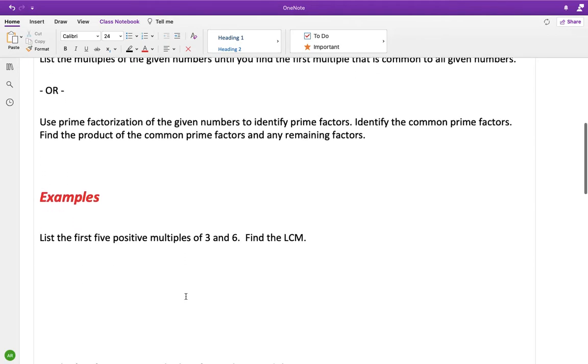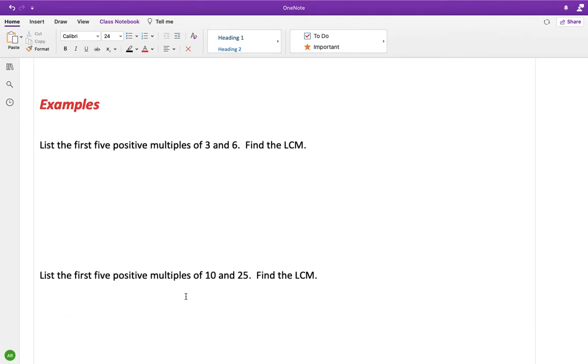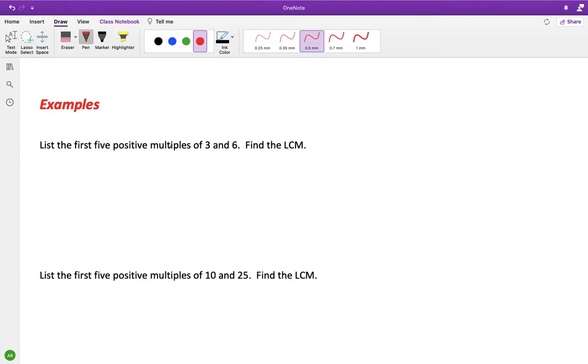All right. Okay, so let's go ahead and do the first example. The first example is list the first 5 multiples of 3 and 6 and then find the LCM. We're also going to do this using prime factorization. All right. Okay, so 3. Let's list the multiples of 3 first. So we have 3, 6, 9, 12, and 15. Now, these go on forever, so I'm not going to keep writing forever. I'm going to stop.